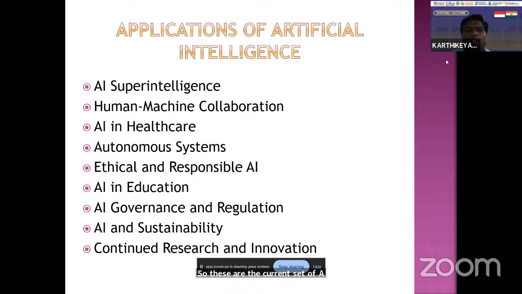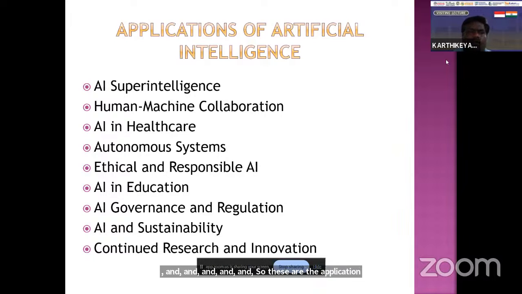So next we discuss the applications of artificial intelligence. What are the applications that can be performed in the world? The first one is AI super intelligence. And the next application is human machine collaboration. The third one is AI in healthcare. And the next ones are autonomous systems, AI in education, AI governance and regulation, and AI and sustainability. So these are the applications of AI.